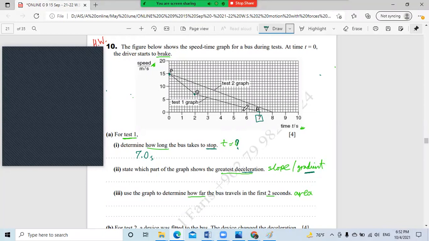QR, because it takes longer time. Okay, some people say P to Q, some people say Q to R.